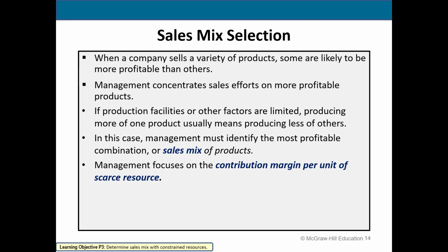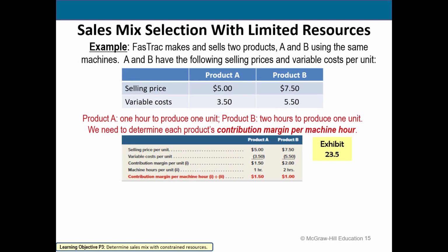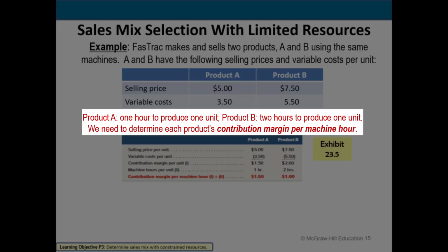We're going to look at something called contribution margin per unit of scarce resource. So here, Fast Track produces product A and product B, and the selling price and variable costs are shown here in the top table. They have excess capacity of 100,000 machine hours per year. Product A uses 1 machine hour per unit, and product B uses 2 machine hours per unit.